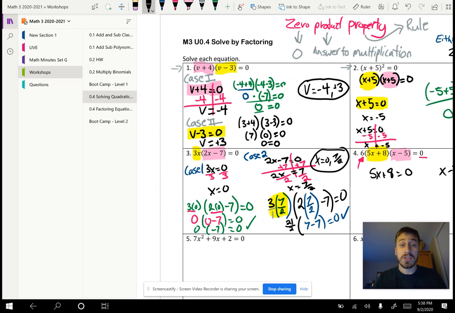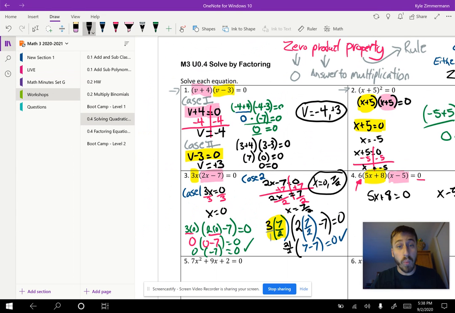That's it for now. This is solving by factoring. This is why we've been working on our factoring so much. This is it. Get good.